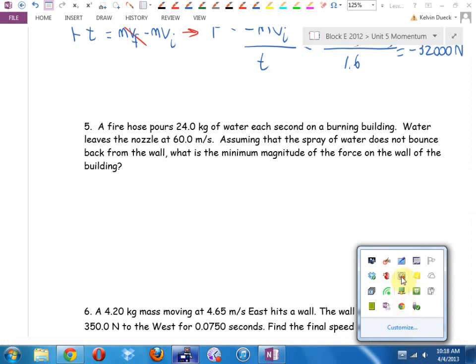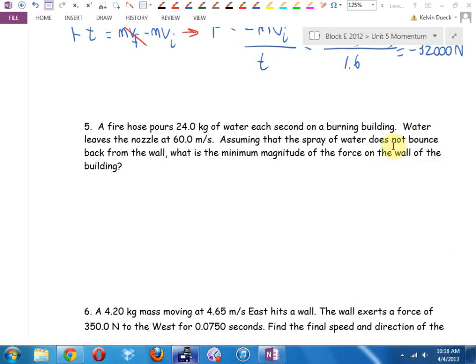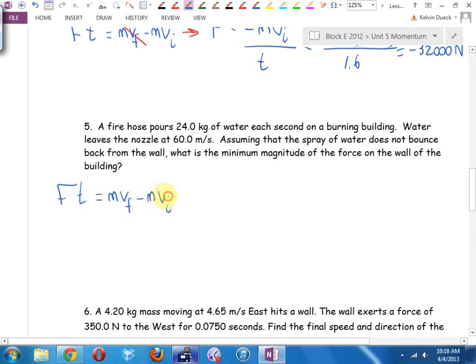And once again, my pen has died. So I think we can start off again by saying force times time equals m v final minus m v initial. Impulse equals impulse. They want us to find the force. I guess what I could have done right away, Michael, is divide by time to get the force by itself.